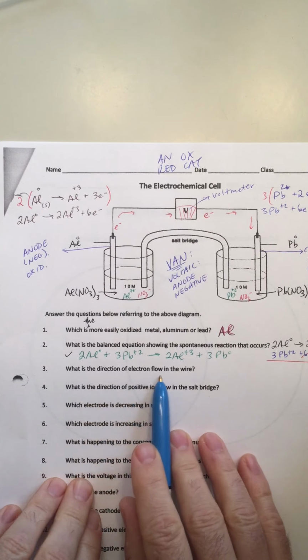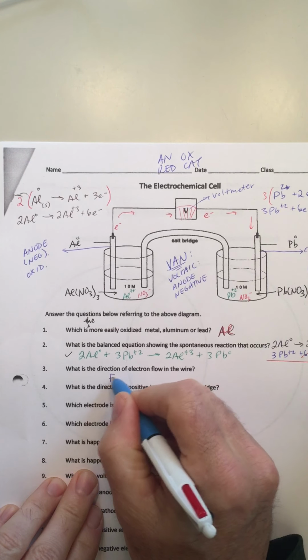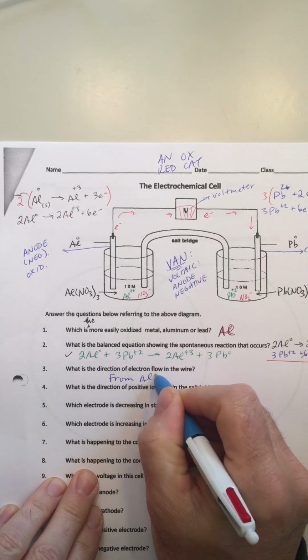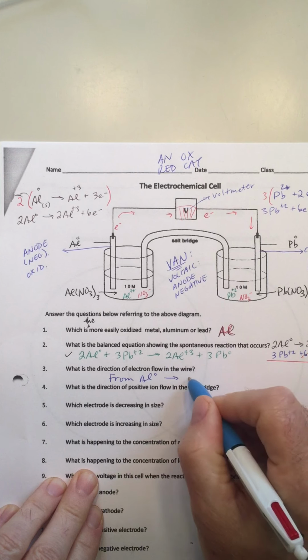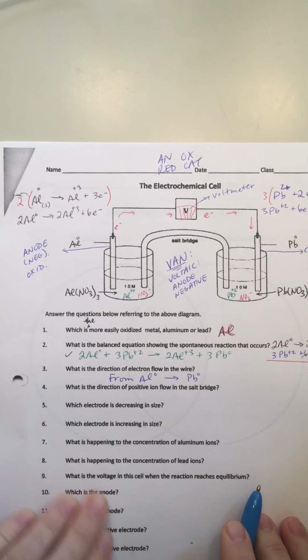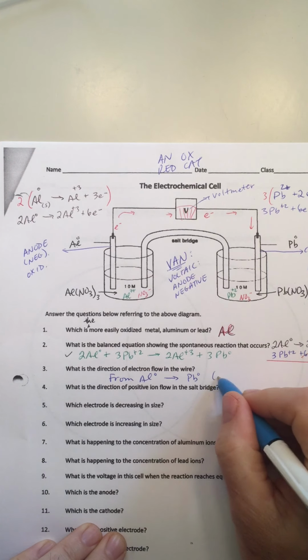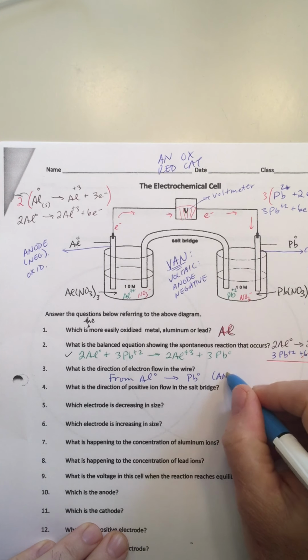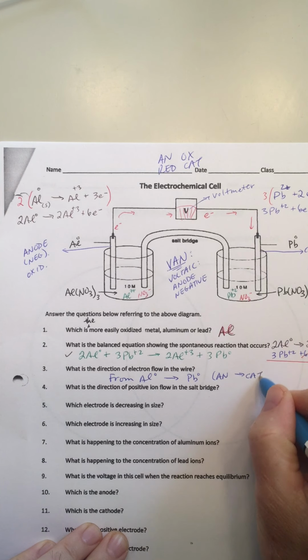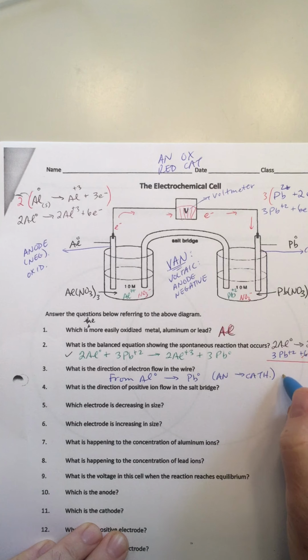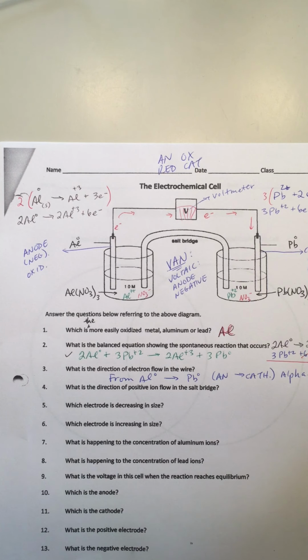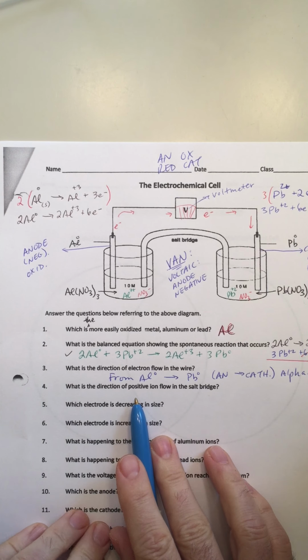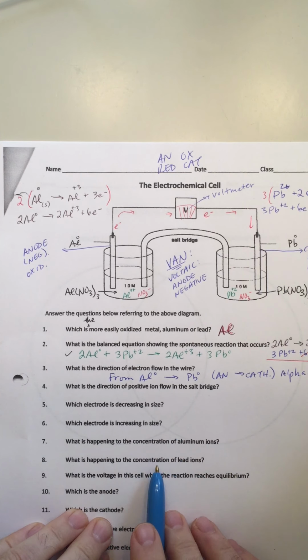So what is the direction of the flow? It's from aluminum to lead. In other words, it's always from the anode to the cathode. And the way to remember that is it's alphabetical. In other words, from A to C. Always. Okay, number 4. What is the direction of positive ion flow in the salt bridge?